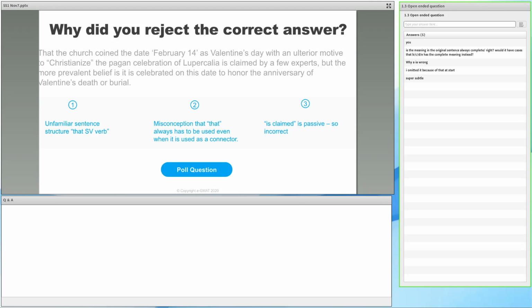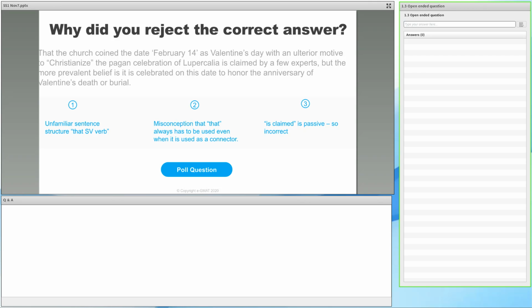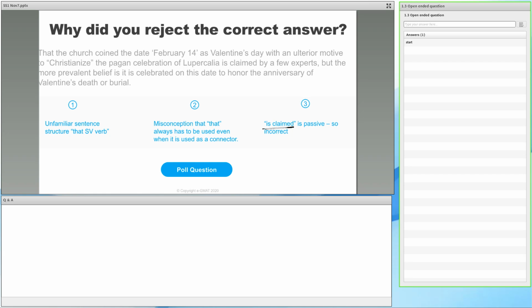Why do people reject choice C? Because meaning-wise, it's perfect. They don't like the sentence starting with that, and they have this misconception that a sentence starting with that is wrong. They have this misconception. It's claimed as passive. Passive is wrong, so I'm going to reject choice C.